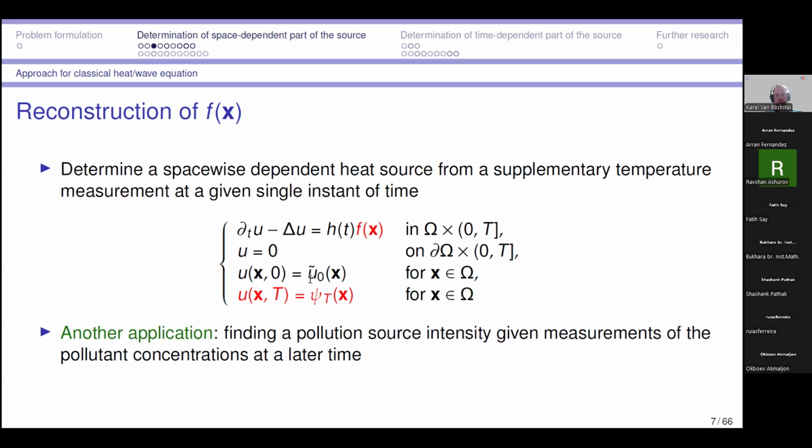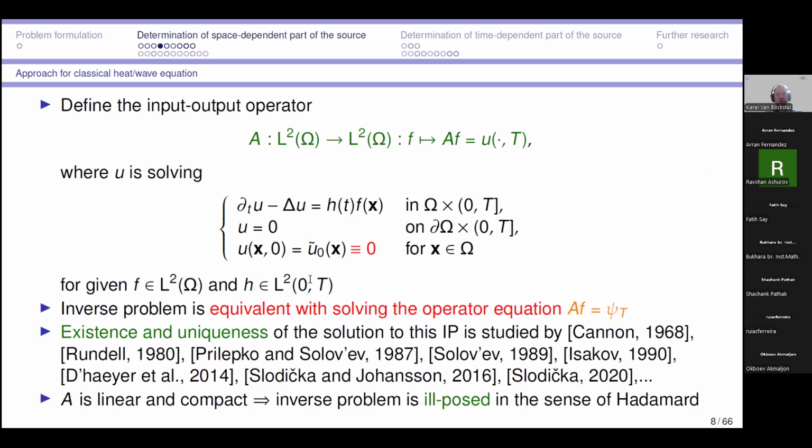So with this inverse problem, we can define an input-output operator from L2 to L2, which associates with the f(x) in L2, A(f), and A(f) is the solution at the final time of the problem. So you solve this problem with 0 initial data, then this operator A is linear, and we can show that this is a compact operator, which is well known, resulting in the inverse problem being ill-posed in the sense of Hadamard, in particular with respect to the continuous dependency on the data.